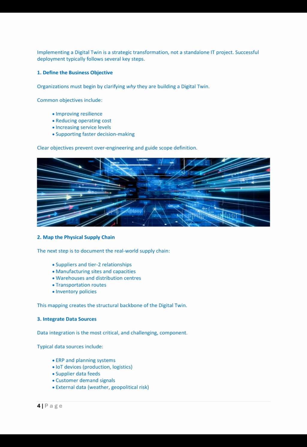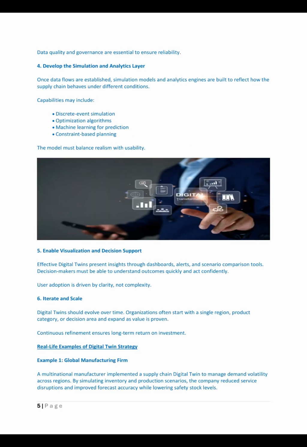It involves bringing together data from various sources such as ERP and planning systems, IoT devices used in production and logistics, supplier data feeds, customer demand signals, and external information like weather or geopolitical risks. Successfully combining these data streams ensures the digital twin accurately reflects real-world conditions and drives better insights. Ensuring data quality and strong governance is crucial to maintain reliability throughout the digital twin.